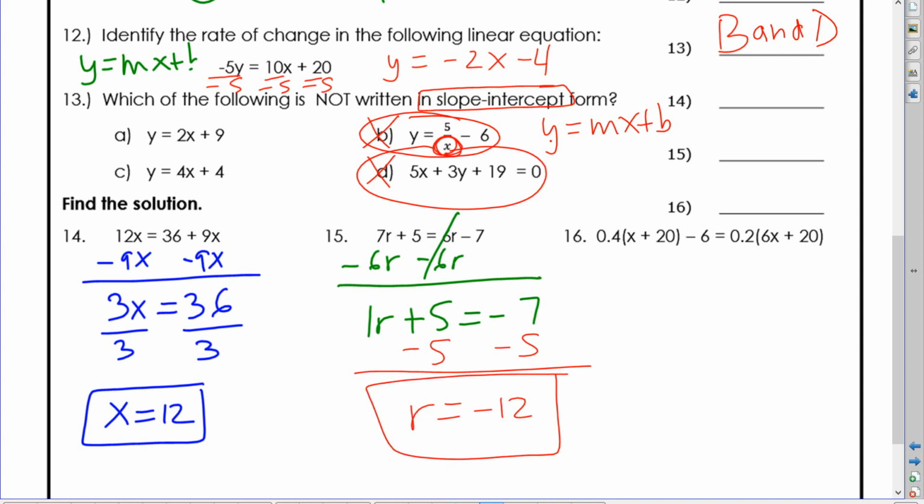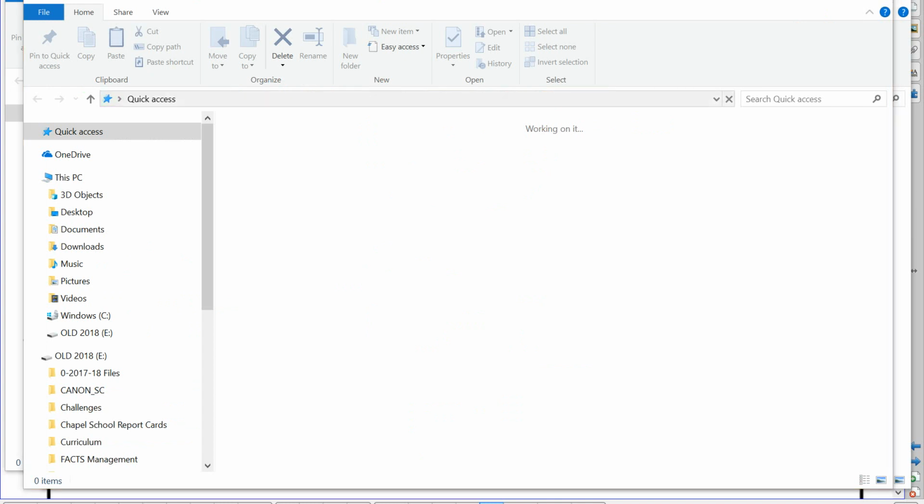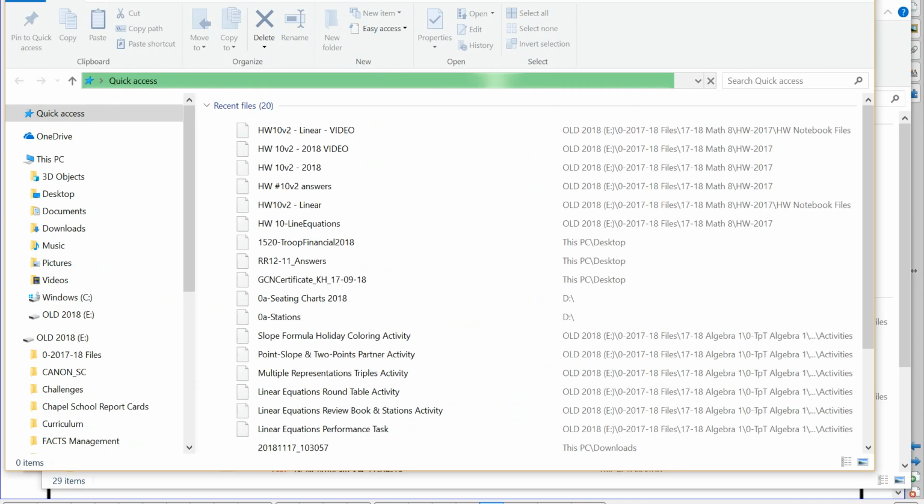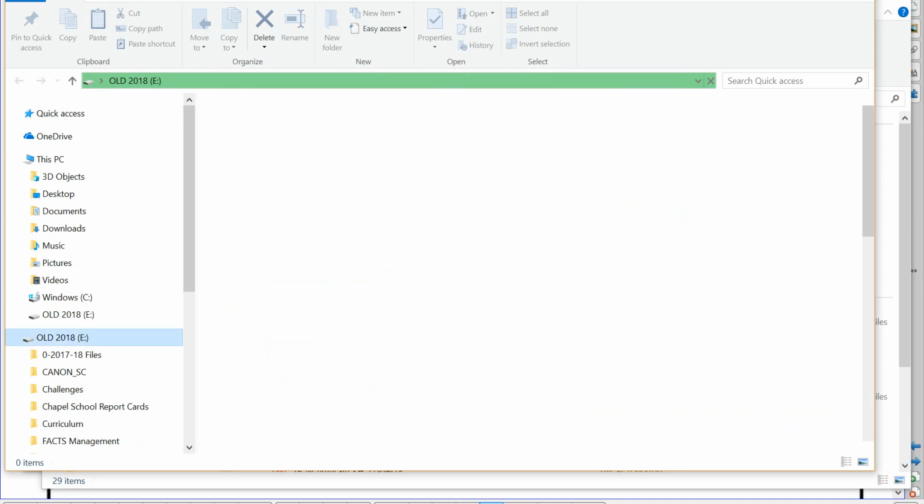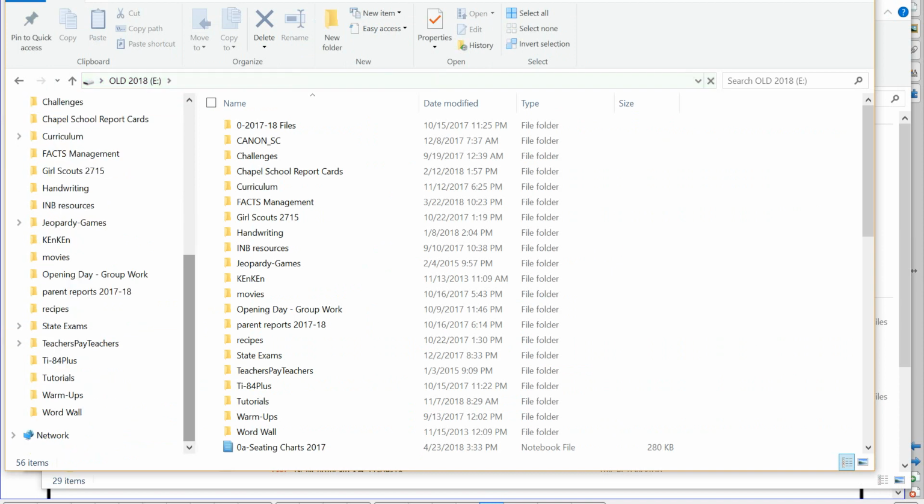Now for this one, I'm going to need a calculator. So let's see if I can open mine up here. See if I can find it. Here we go.